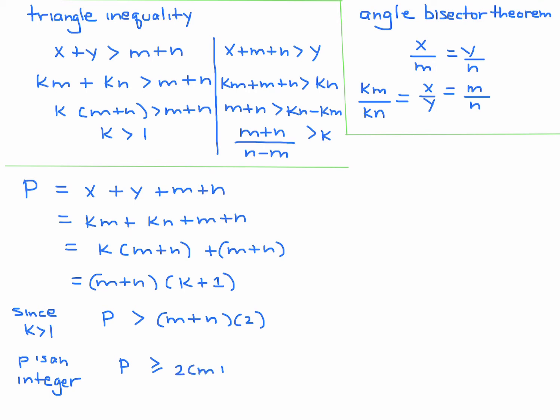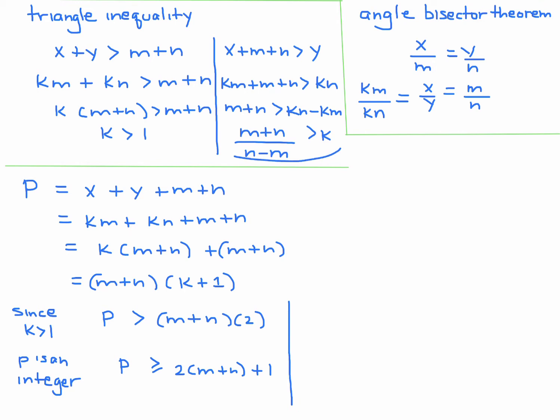So 2 times m plus n plus 1. For example, if this was, whatever, 12, and p is greater than 12, p has to be at least 13. And that's all that is, really. Nothing too complicated. All right.